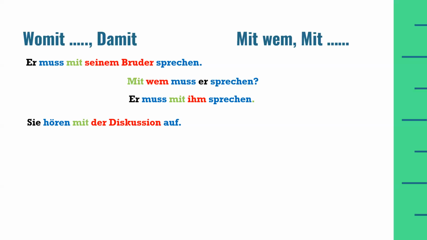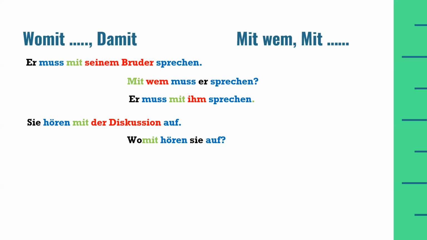Let's look at the next example. Sie hören mit der Diskussion auf. They stop the discussion. Now, aufhören is a separable verb, and for a separable verb, we know that the prefix of the verb goes to the last position of the sentence. Therefore, auf is placed at the last position of the sentence, and hören is conjugated according to the subject of the sentence, which is sie. And mit is again a dative preposition, therefore the feminine Diskussion will get the dative definite article for a feminine noun, which is der.